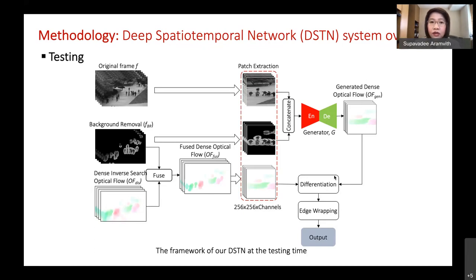In addition, not only is anomaly detection important for real-world use, but also anomaly localization. So we also propose edge wrapping in the final stage. Mainly, it can give the precise edge of the abnormal object.